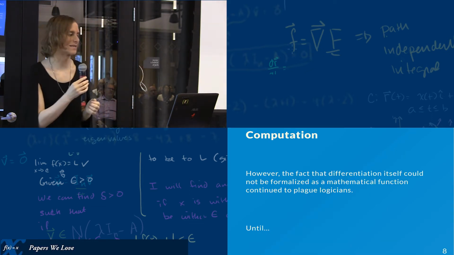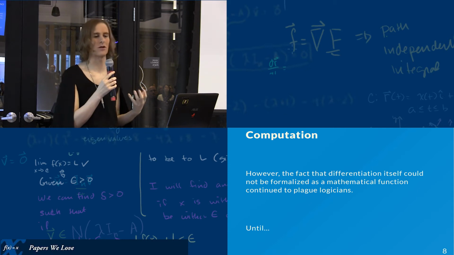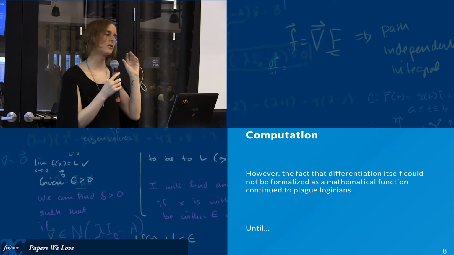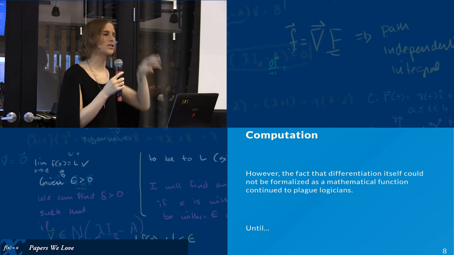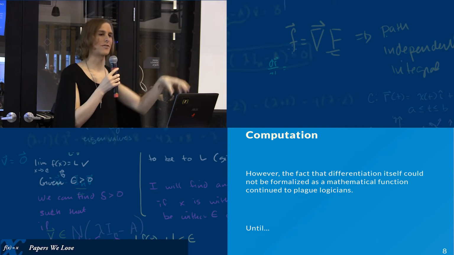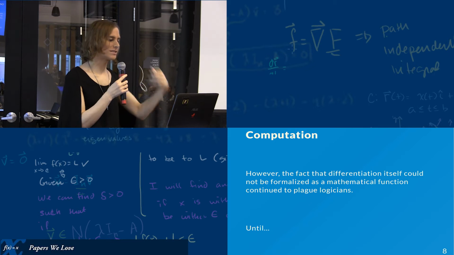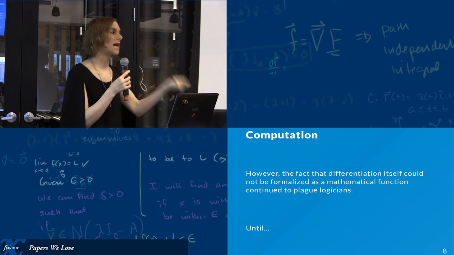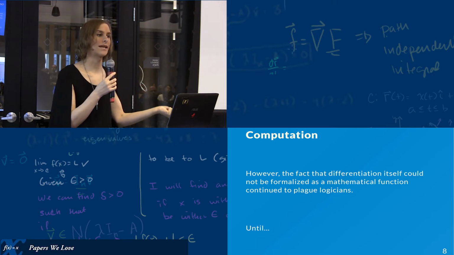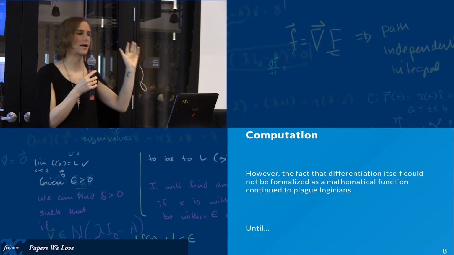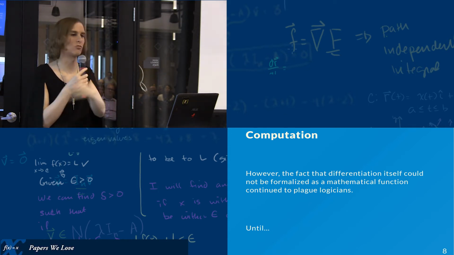But still, it remains a bit troubling. I think that differentiation is an operation that we apply to mathematical functions, to analytic functions in particular, right? But differentiation itself is not an analytic function, right? It can't be represented as f of x equals whatever.